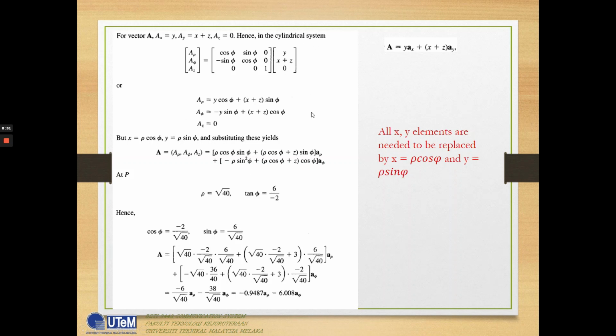because this is a cylindrical system, so z will be there, no problem, but x, y cannot be here. So we replace x, y with this one, and then this is the representation of this vector. This is a rectangular vector. We convert it already to cylindrical one.